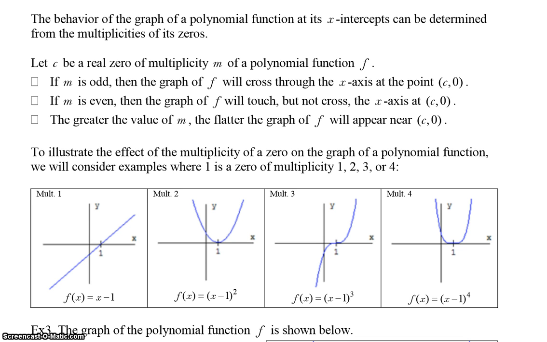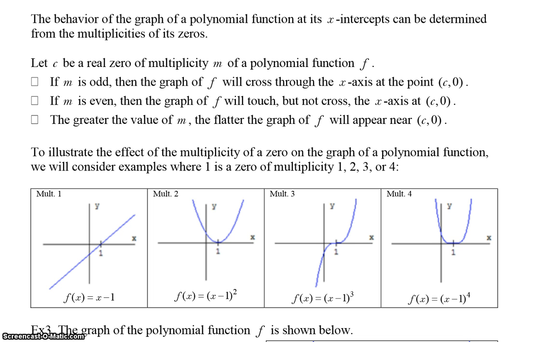If the multiplicity is odd, then the graph of f will cross through the x-axis at the point (c, 0). That is, at x equals c on the x-axis. So if we have odd multiplicity, the graph of f will cross through the x-axis at x equals c.